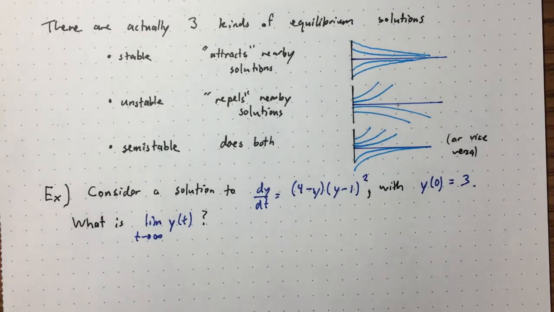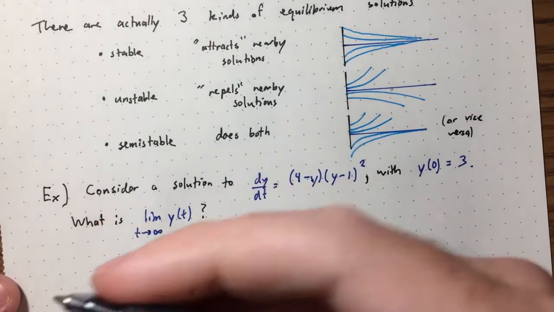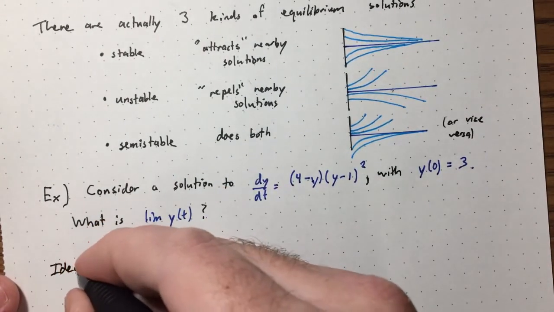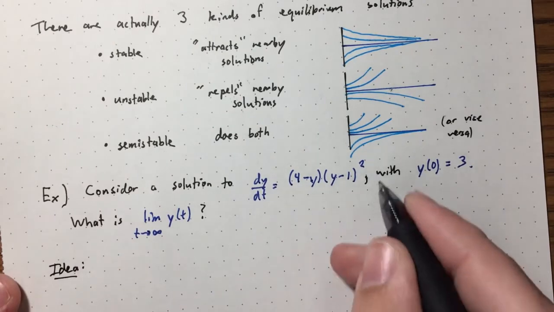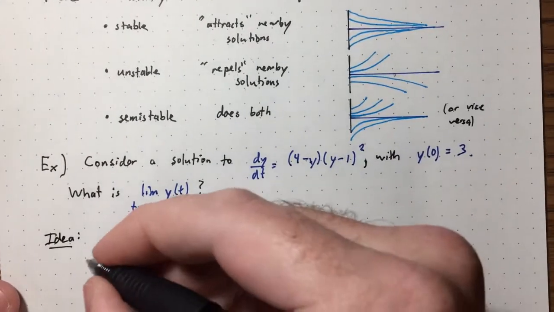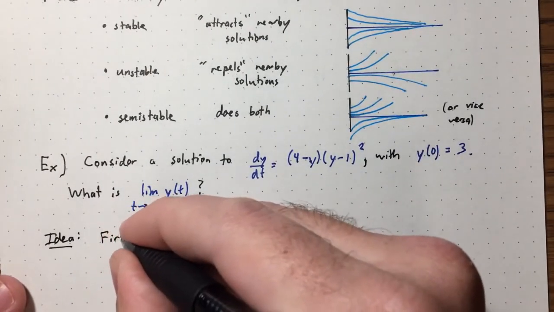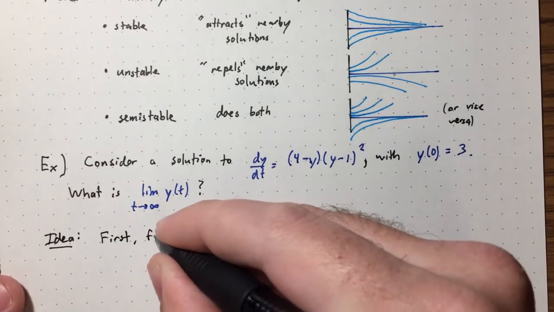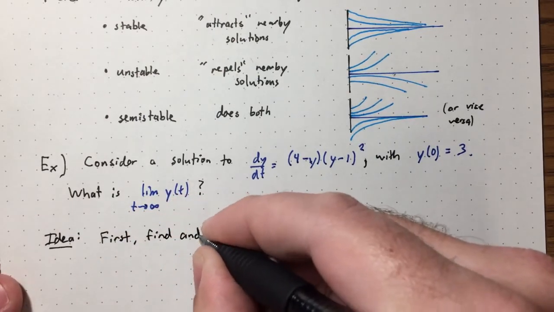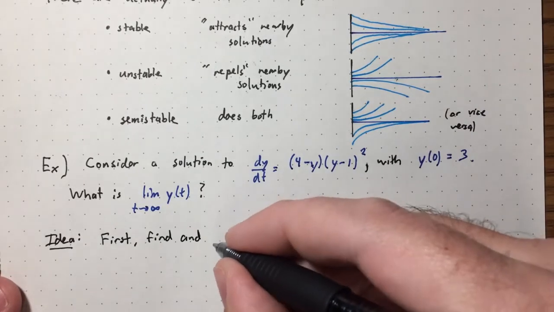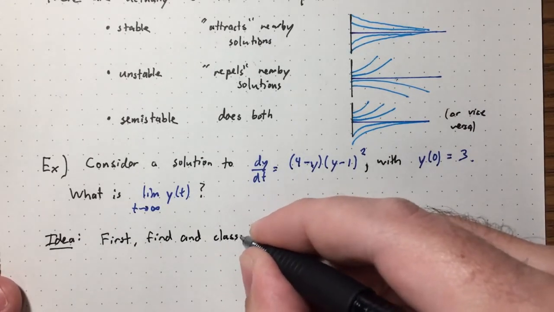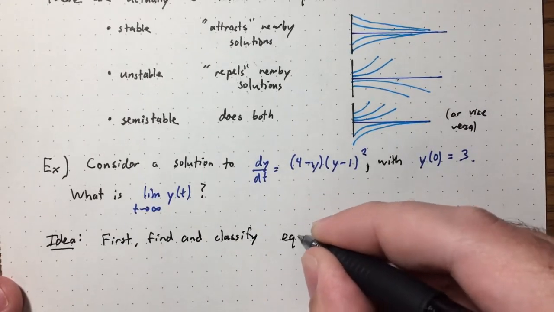So the idea to solve this problem without having to analytically find a solution to this differential equation is to first find and classify. So we want to understand the nearby behavior. So we want to find and classify the equilibrium solutions.